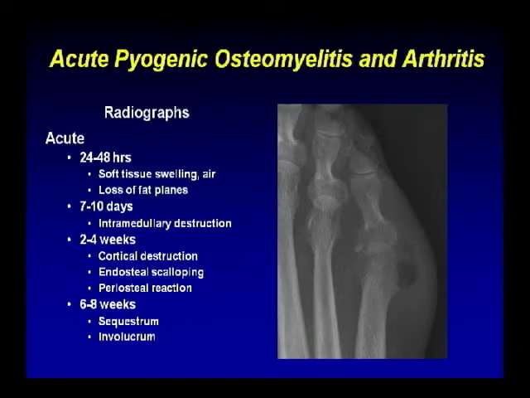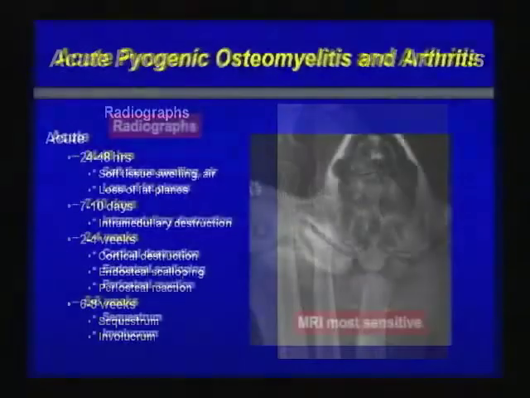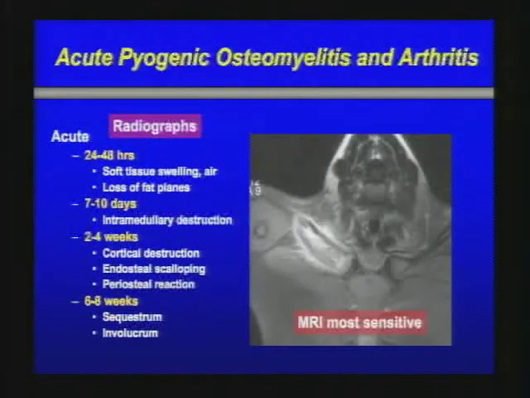Then after 7 to 10 days, you see intramedullary destruction, which may already be shown on radiographs. After 2 to 4 weeks, you see cortical destruction finally, and periosteal reaction. And after 6 to 8 weeks, finally, you see a sequestrum or involucrum. Now, of course, we all know that MRI is much more sensitive, and MR is really most sensitive. So if your MR is negative in the early phase, you can be pretty certain that there is no infection.